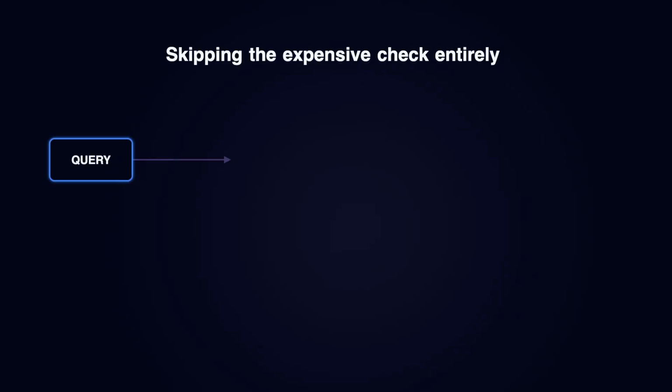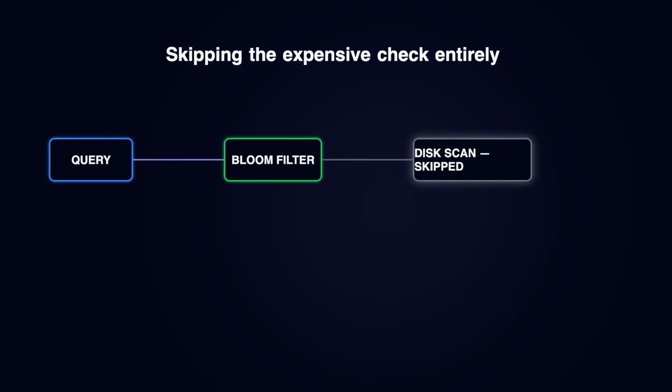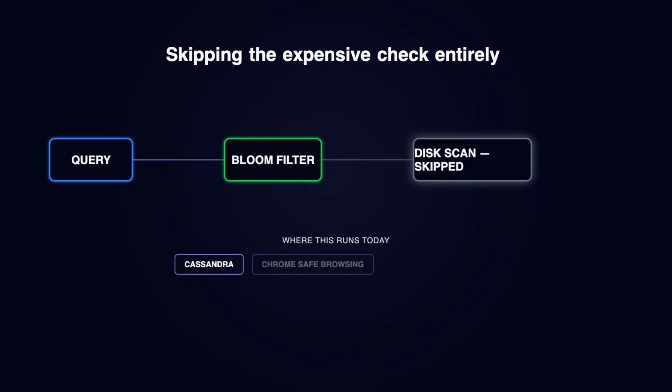This is exactly why Bloom filters show up everywhere performance matters. Cassandra keeps one in front of every SSTable on disk so it can skip an expensive scan the instant the answer is definitely not here. Chrome does something almost identical with malicious website addresses, checking a local filter before it ever has to call out to a server. Same trick, same payoff, avoid the expensive check whenever you possibly can.